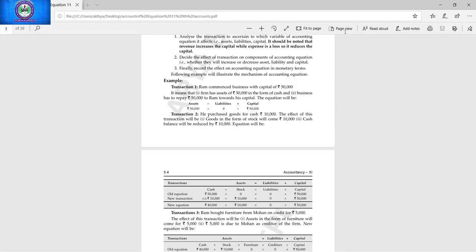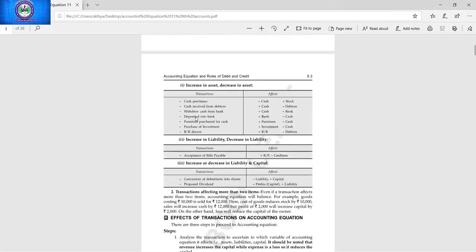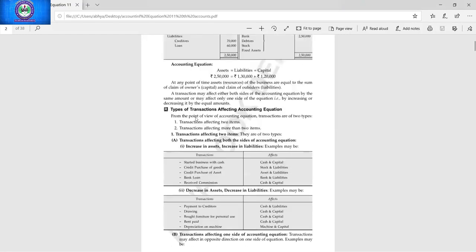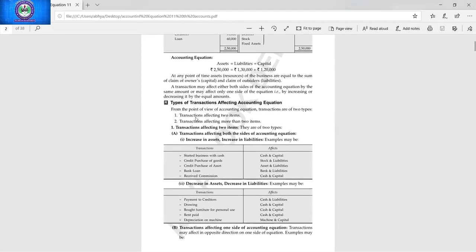Okay students, yesterday we did some transactions in which we practiced the two aspects of a transaction. I told you about the accounting equation: assets equal liabilities plus capital. This we discussed yesterday, and we also discussed transactions affecting two items or two accounts.